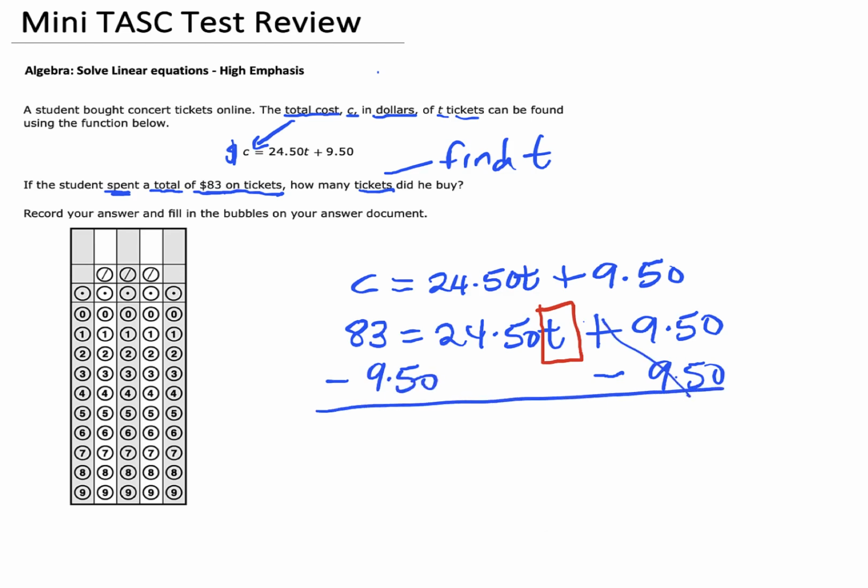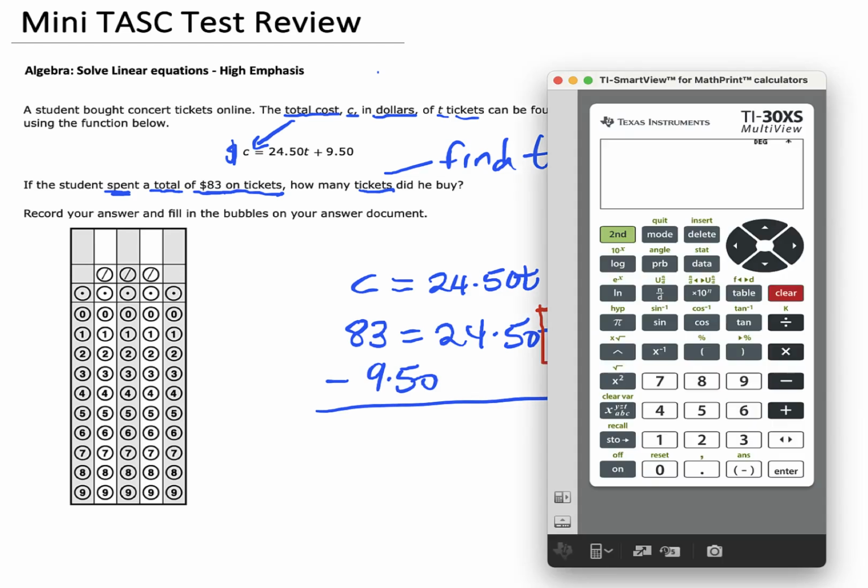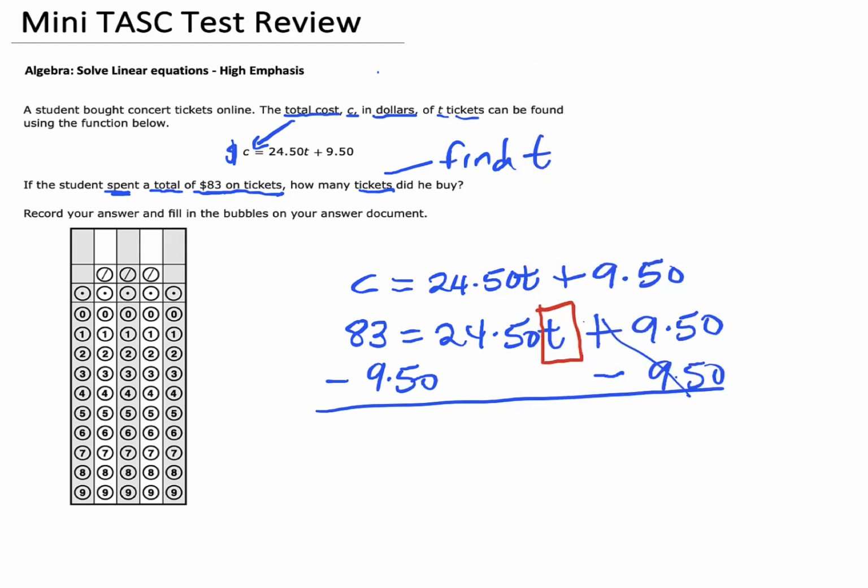This goes. Now, if this was on the calculator section, you'll take out your calculator. You'll put 83 minus $9.50. You get $73.50. And that equals to your $24.50 T. Now remember again, we're solving for T.